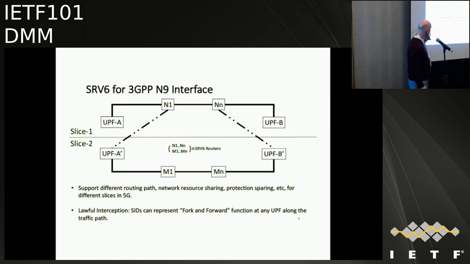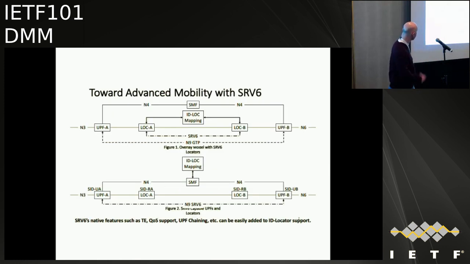Lawful interception and other features that come with 3GPP are important, and I took the example of lawful intercept in this case. The SIDs can represent a simple fork and forward mechanism, anywhere along the path, in any of the UPFs along the path, to support this type of lawful interception. So now that we have done this, we can start looking toward more sophisticated designs and advanced mobility with SRv6.